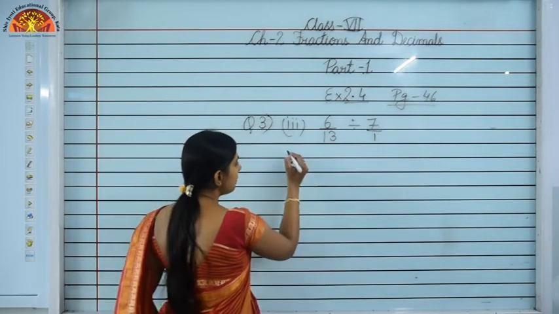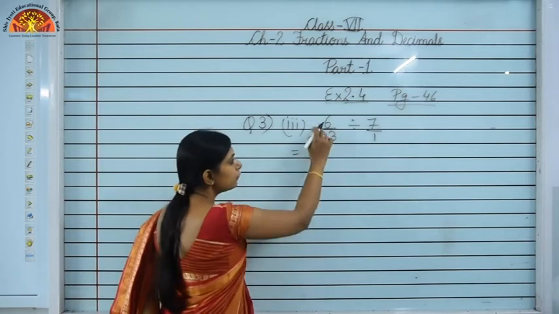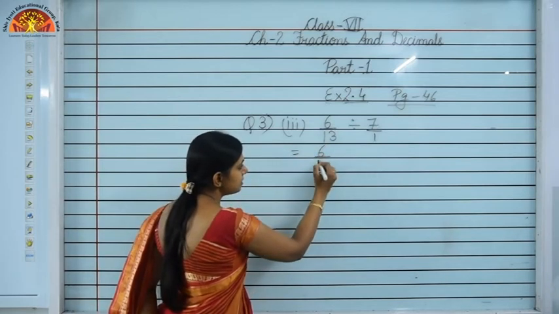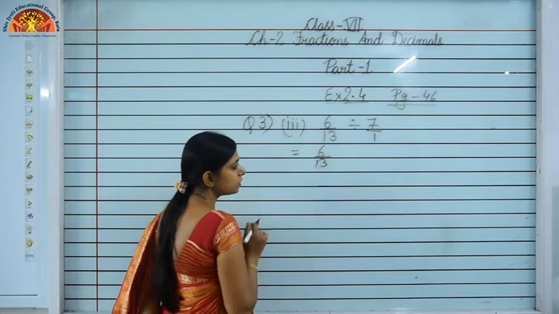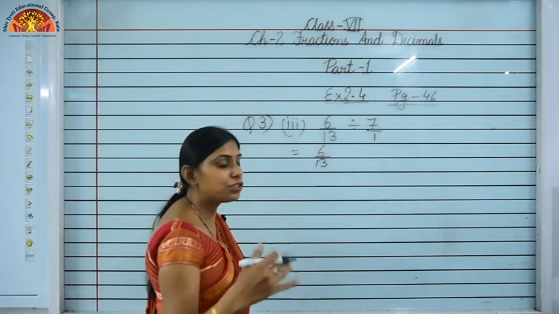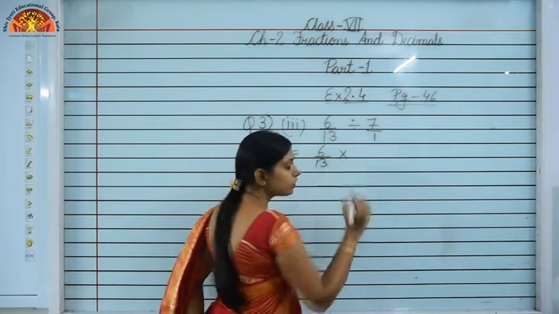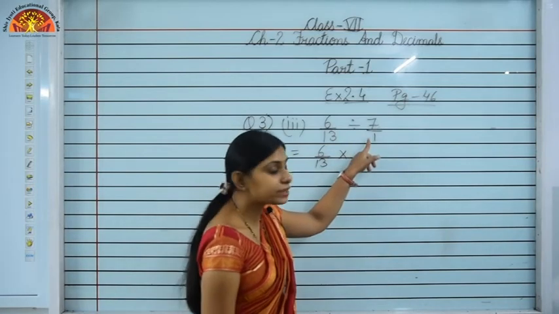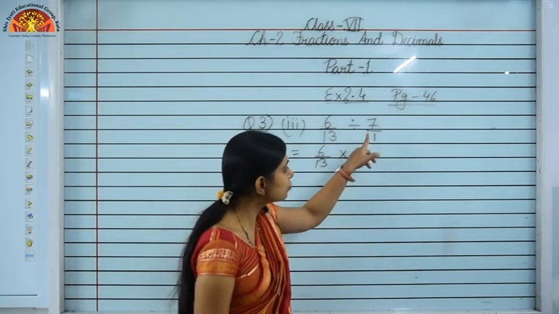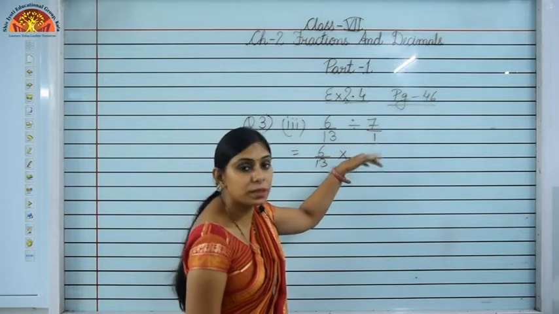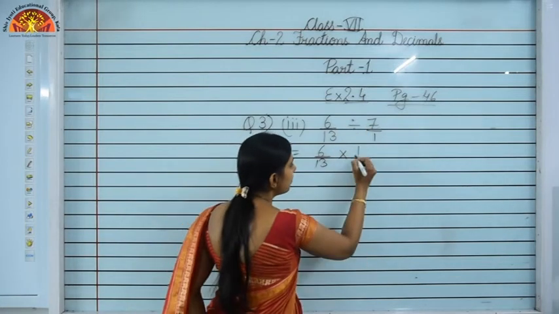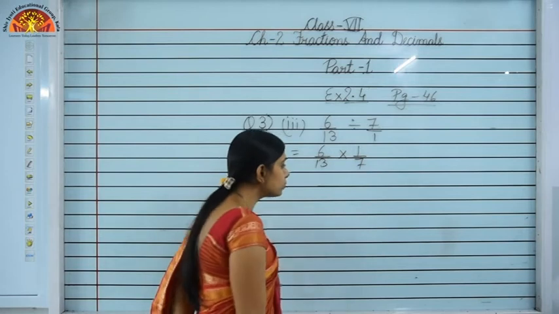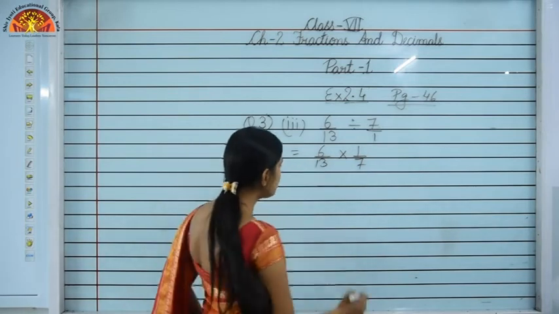Now we'll just apply the concept of division over here. First fraction remain as it is, that is 6 upon 13. Division sign will change into multiplication. Okay, got it? Now you have to take the reciprocal of the second fraction, that is 7 upon 1 will be converted into 1 upon 7. Now can we do the simplification? No. So we'll just multiply it.